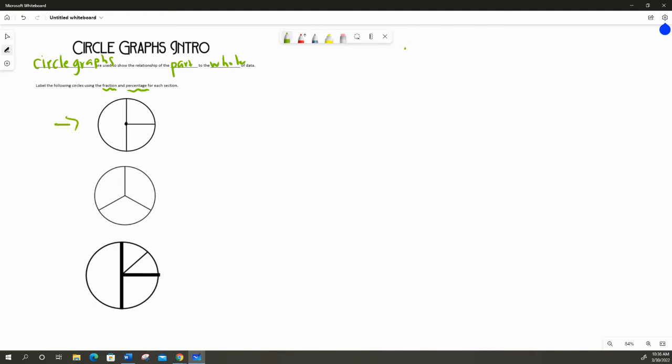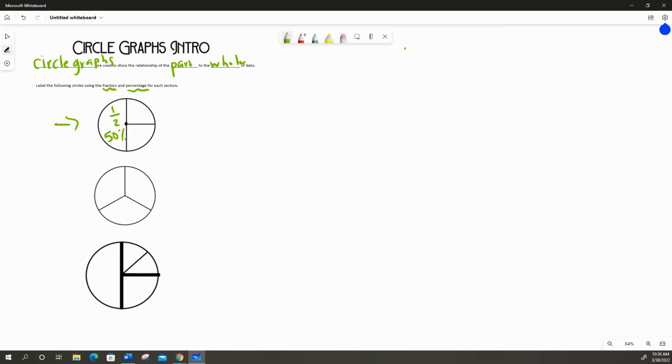So, let's take a look at this first one right here. We have a very large section, and if you notice, that is representing half of the graph. So we're going to go ahead and write the fraction 1/2. Now, thinking back to our benchmarks from when we did our FDP unit, 1/2 as a percentage is 50%. So I'm going to put 50% there.